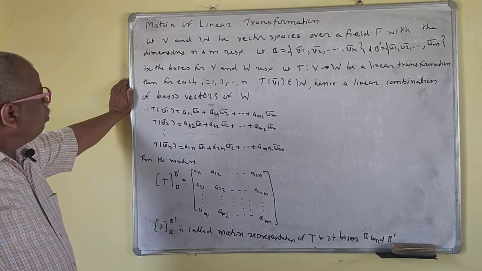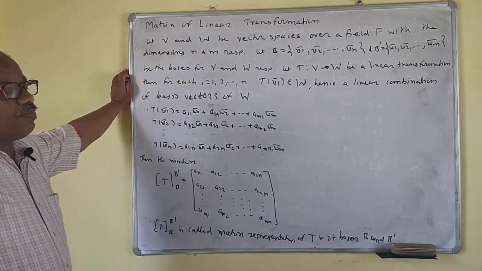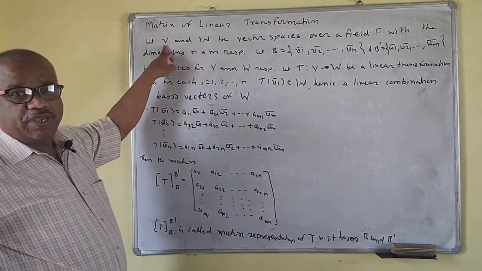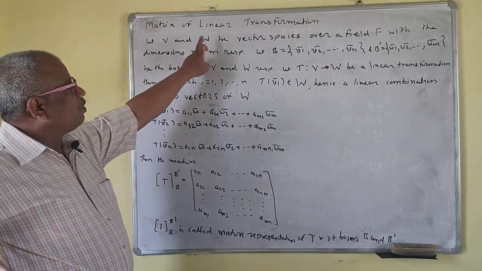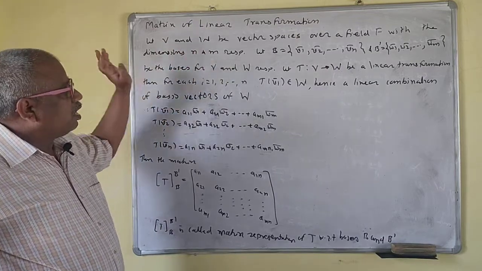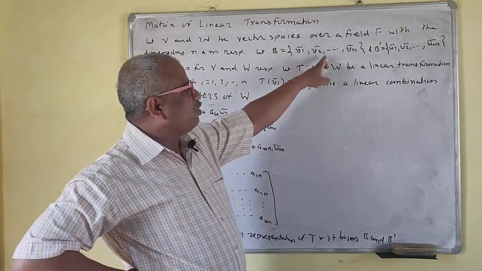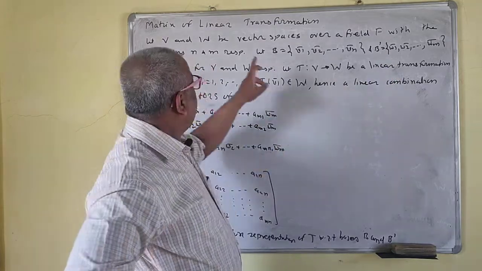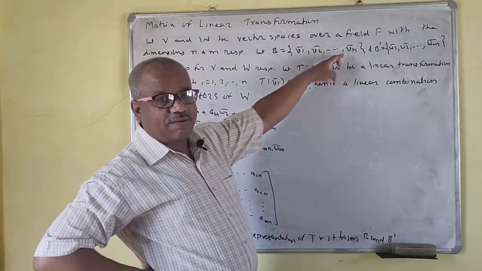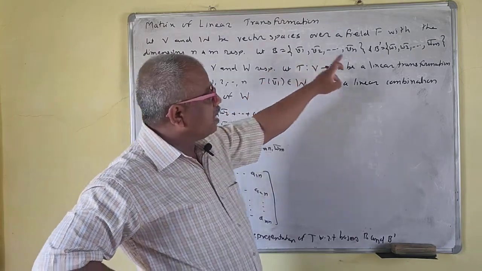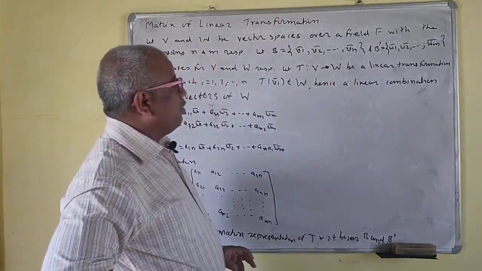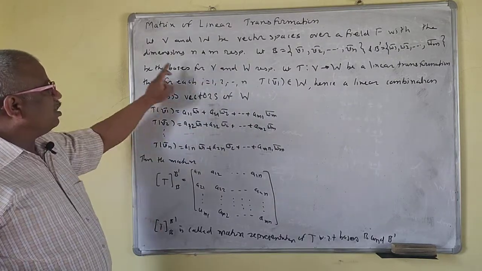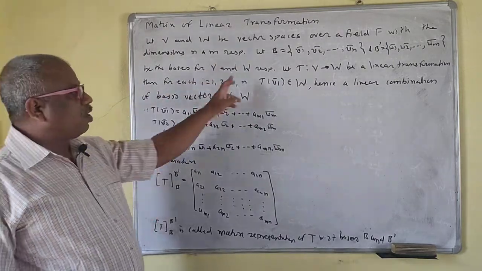Okay, so let V and W be vector spaces over a field F with dimensions n and m. That means V is the vector space of dimension n, W is the vector space of dimension m. Let B = {v1 bar, v2 bar, ..., vn bar} and B prime = {w1 bar, w2 bar, ..., wm bar}, because the dimension of V is n. So we have taken n vectors in the basis B and m vectors in the basis B prime. B is the basis for V and B prime is the basis for W respectively.